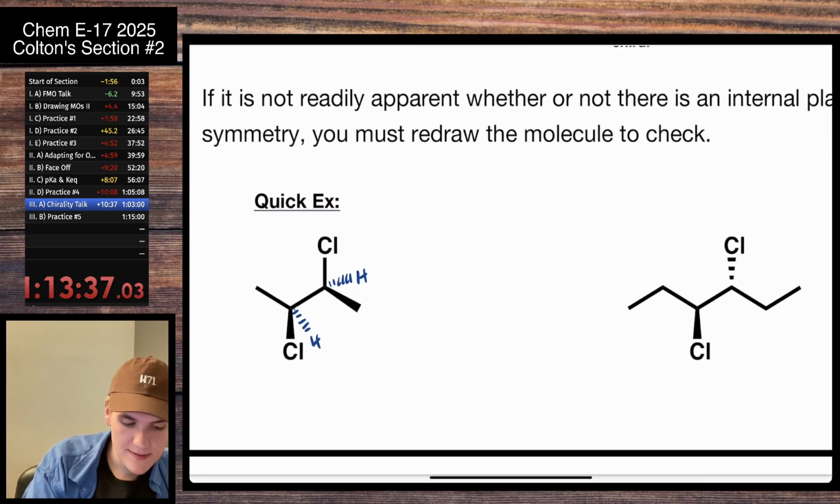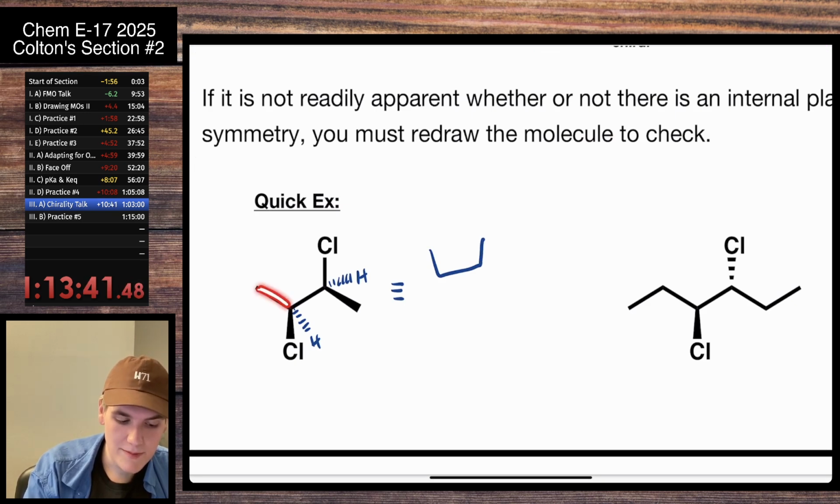So what I'm going to do is I'm going to try to get the same things in the plane. So I have the methyl in the plane over here. So I want to take this methyl that's over here and I want to rotate it into the plane like this.